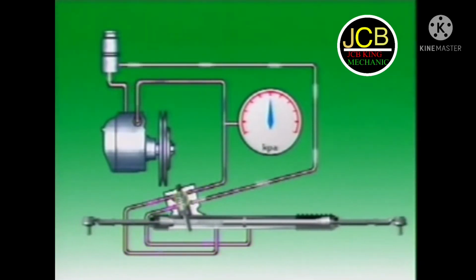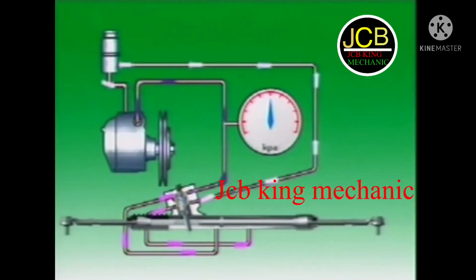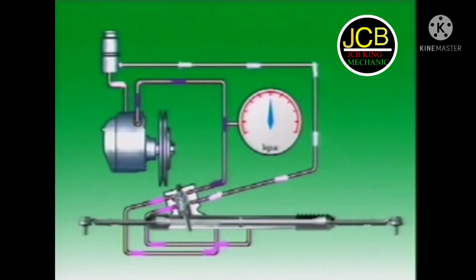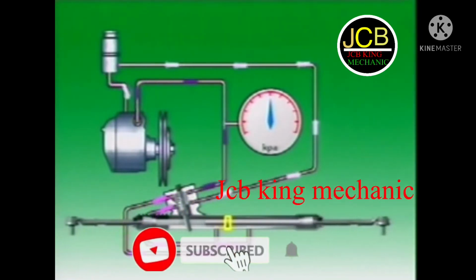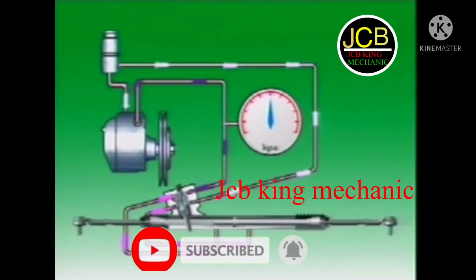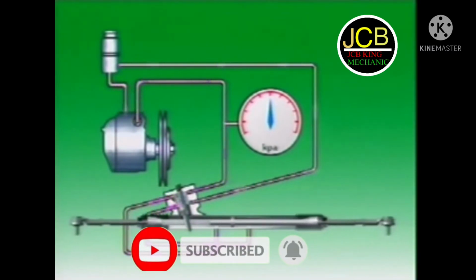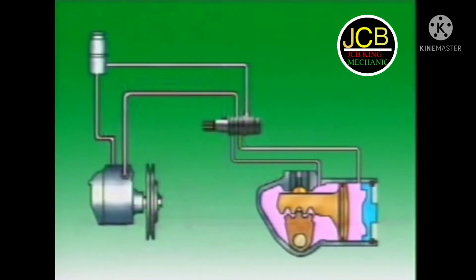When the steering is turned, a rotary valve integral to the steering input shaft directs fluid to one side or the other of a piston attached to the steering gear. Pressure then increases as required to provide assistance.